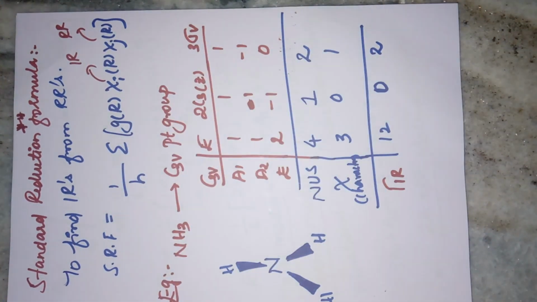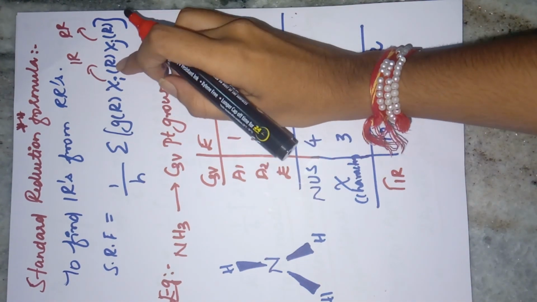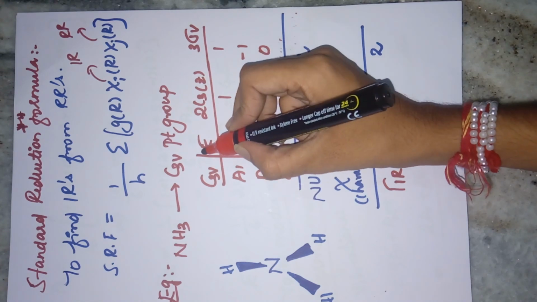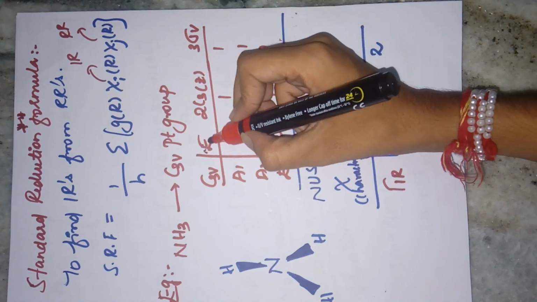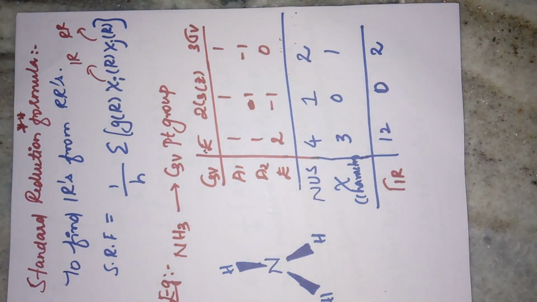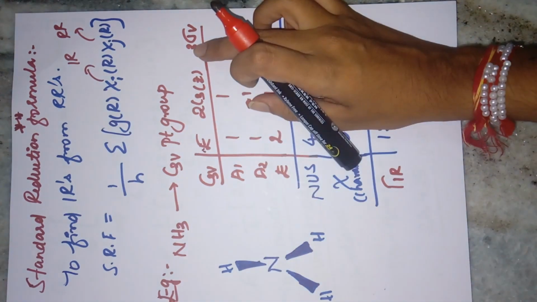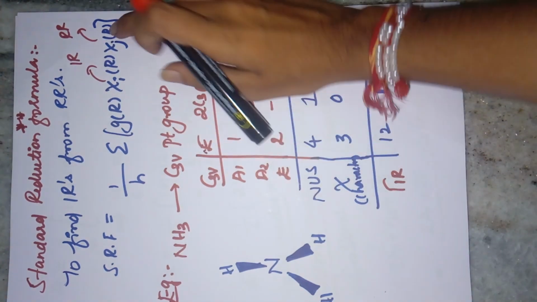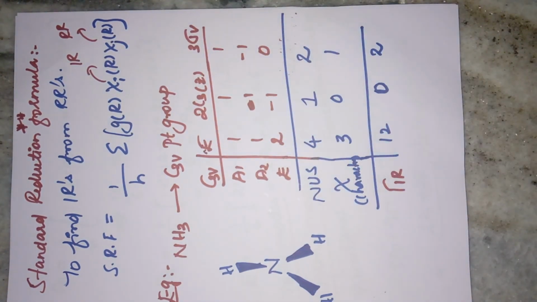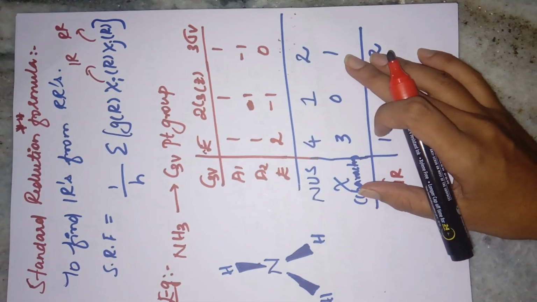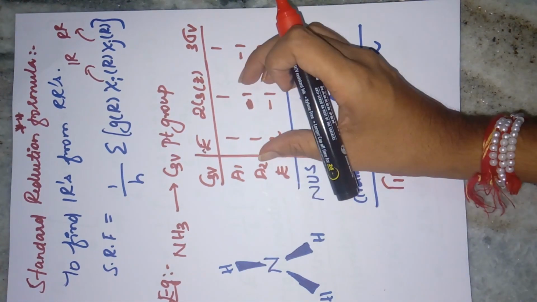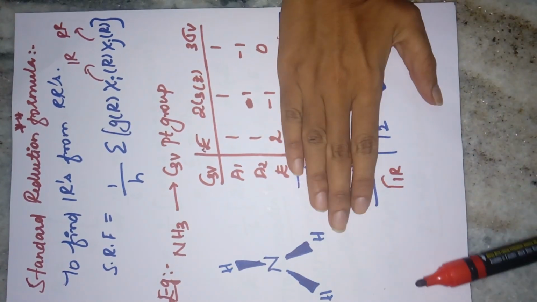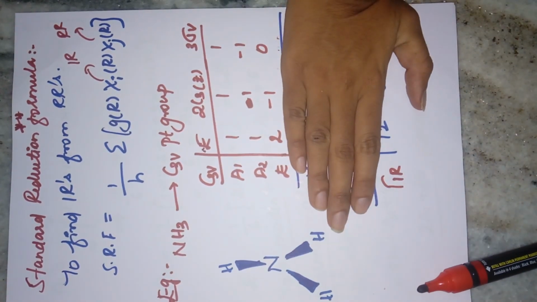1 by h summation of g of r chi i of r chi j of r. This just means that these are the group number of the symmetry elements. This is 1, here it is 2 and 3, like that. And these are your irreducible representations, and these are your reducible representations. So how do you calculate? Let's say this is the point group for the NH3 molecule. Till here you will be given in the exam. No problem at all.